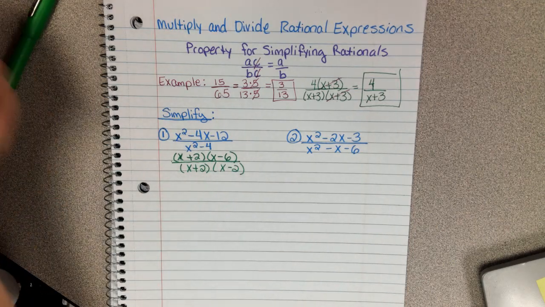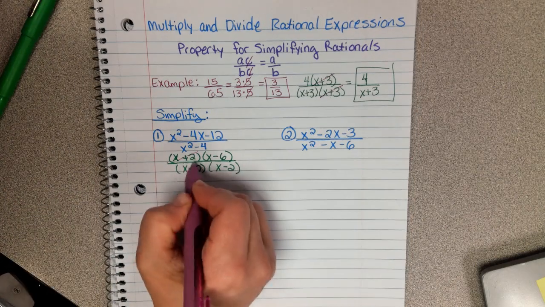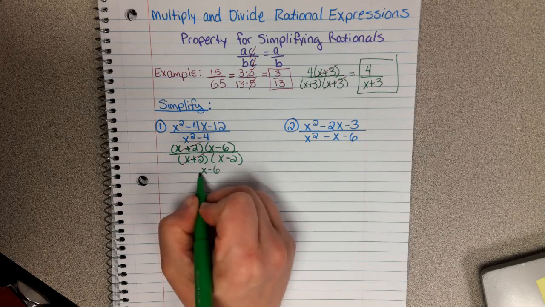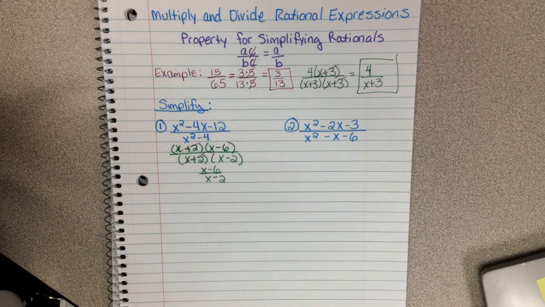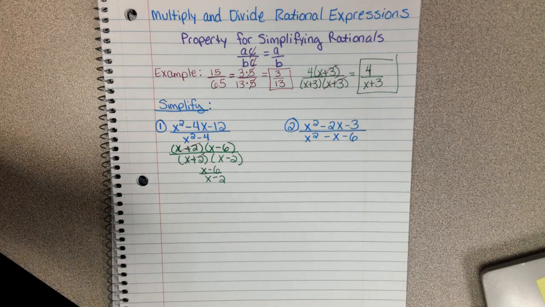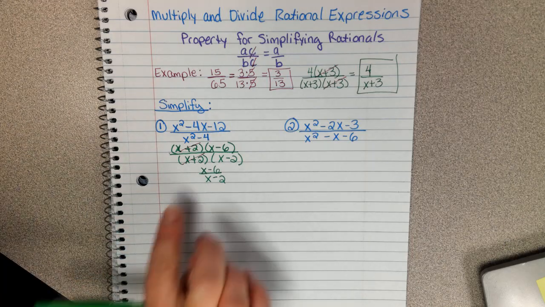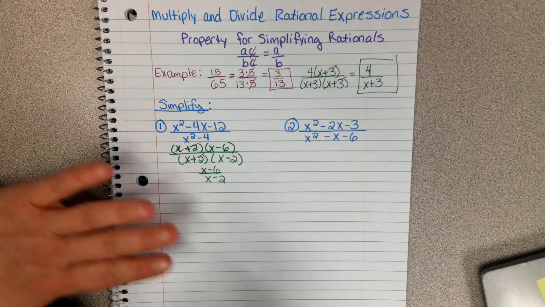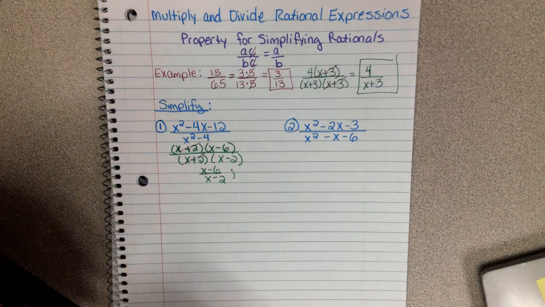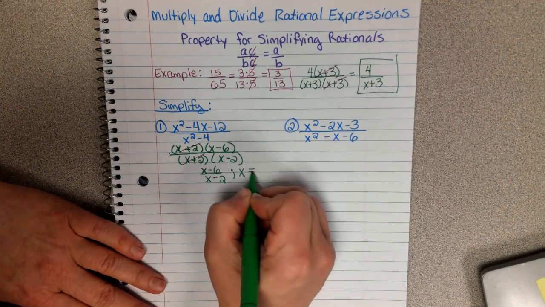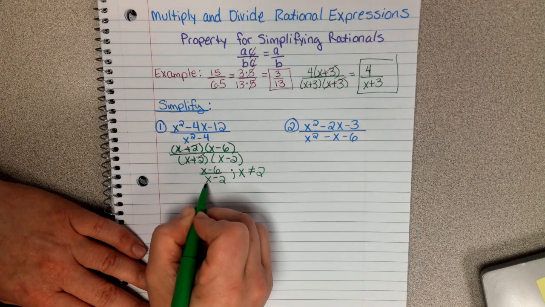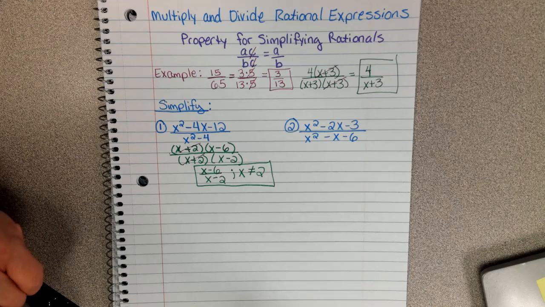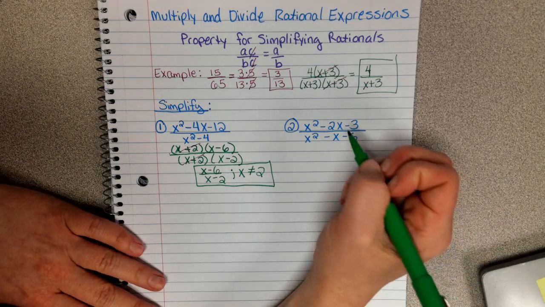Then I'm going to see if I have any factors that are the same on the top and the bottom. I do. So I can simplify those, and I'm left with x minus 6 over x minus 2. Now I would be finished. There's one thing I do want to make sure: I don't divide by 0. So if x minus 2 is equal to 0, that would be bad for me. So this is my answer in the situation that x does not equal 2. Because if x were positive 2, I'd have 2 minus 2 in my denominator. That would give me 0. That's no fun.